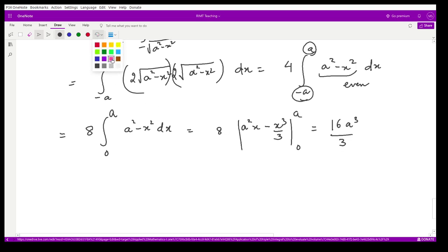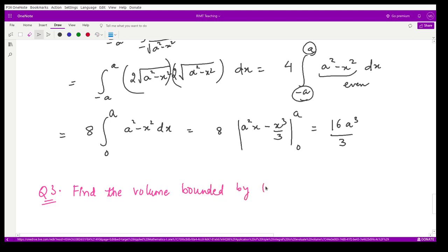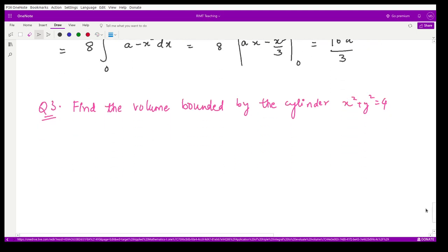And let us have a look at one more question. The question is, we are to calculate the volume bounded by the cylinder x square plus y square is equal to 4, and the planes y plus z is equal to 4 and z is equal to 0.